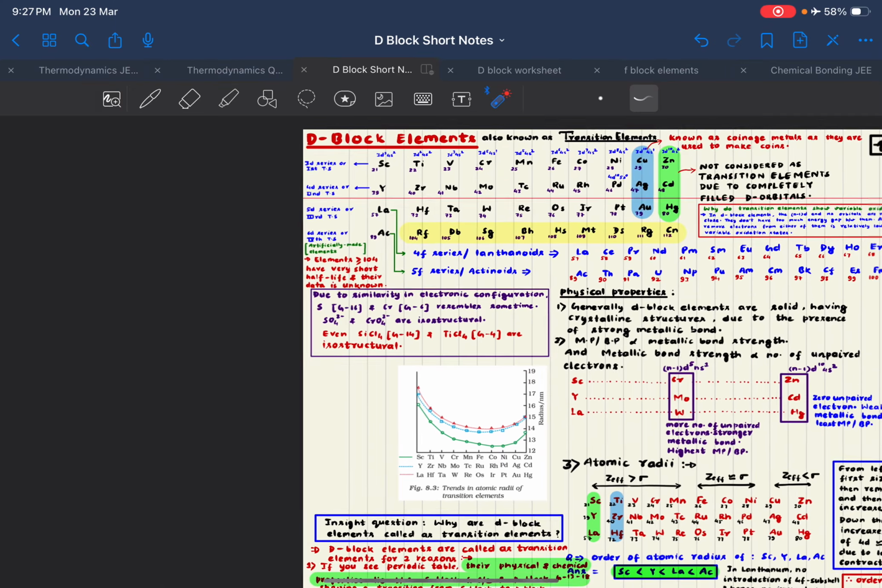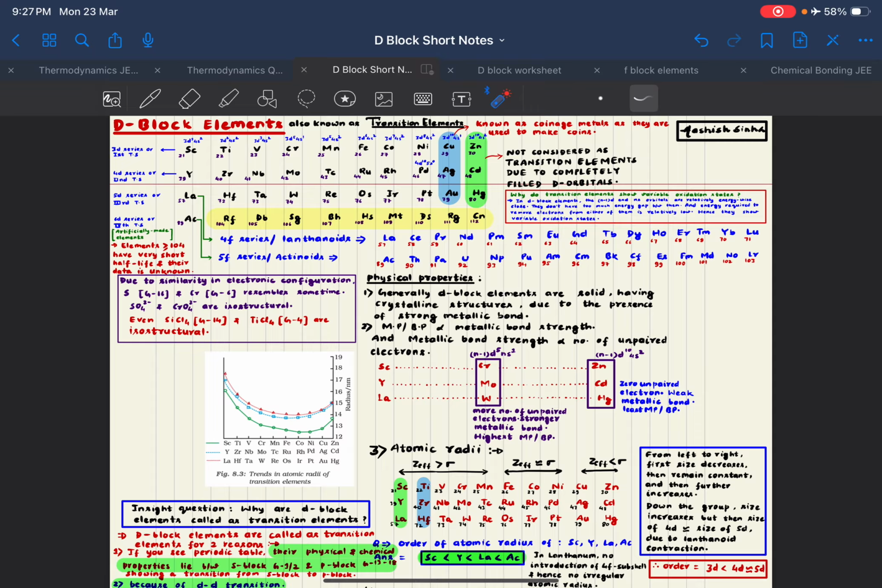Okay, guys. So we have discussed all the physical properties briefly. In the next segment, we will discuss its chemical properties. In the third segment, we will discuss the compounds of the D block elements. And in the fourth lecture, we will see miscellaneous things. Whatever things are left, we will discuss that.